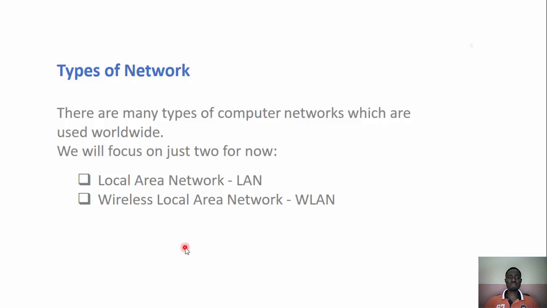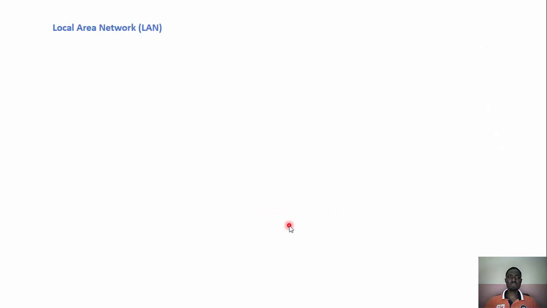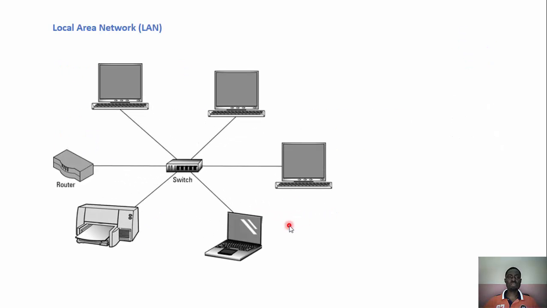So let's see the types of networks. There are many types of computer networks which are used worldwide, but for this course we will focus on just two: the local area network or LAN and the wireless local area network or WLAN. Let's see the local area network, the LAN.